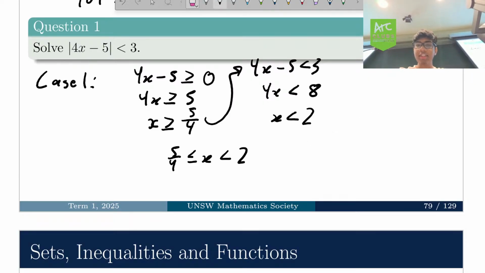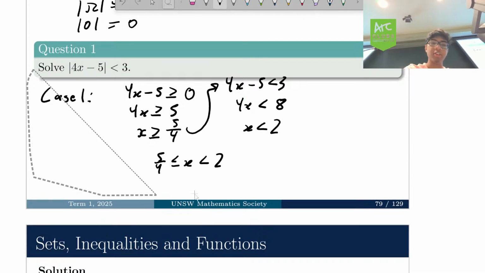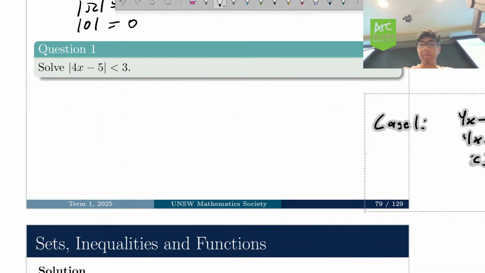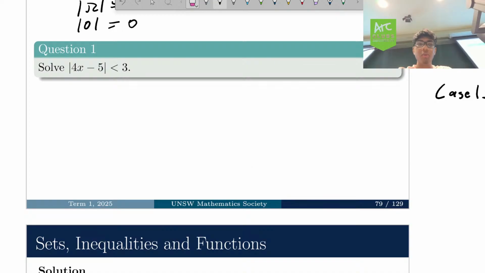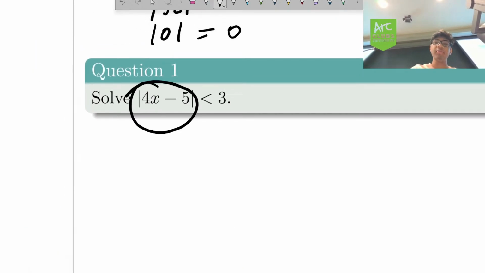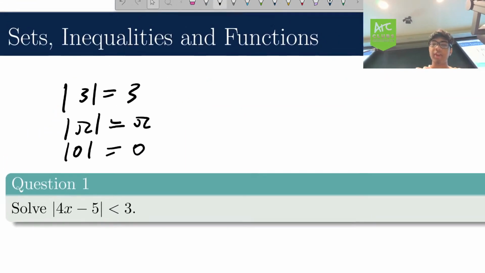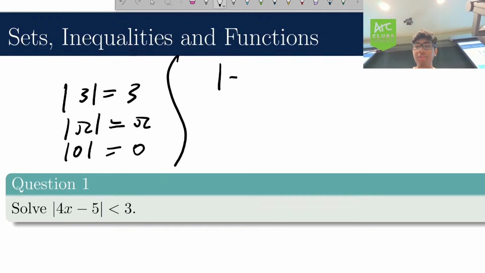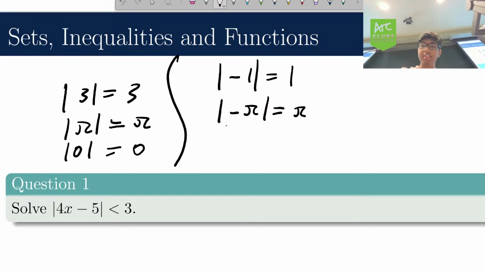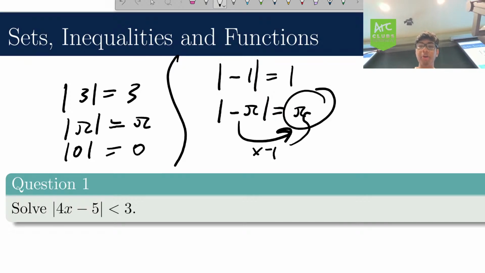Cool. Let's consider the other case that I didn't mention, where, and I'll drag this over to the side for now, what if this inside bit was negative? Okay, let's think about how that works with absolute values. So if I have the absolute value of -1, this will obviously turn into 1. If I have the absolute value of, again, let's say negative pi, this will become pi. And notice in general, what happens is this inside bit goes from being some negative, and it gets multiplied by -1 in order to become a positive.